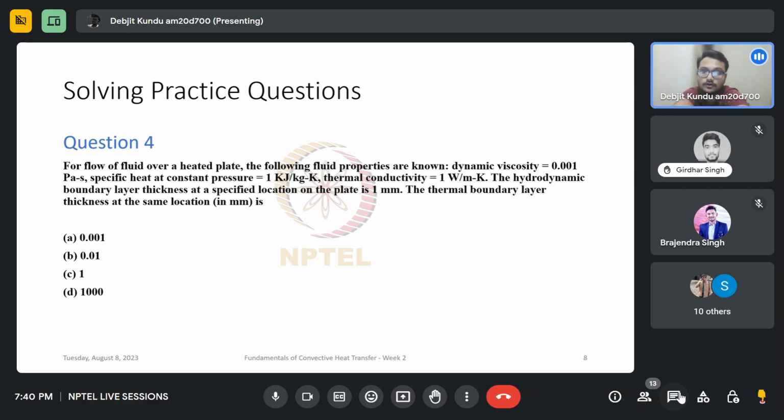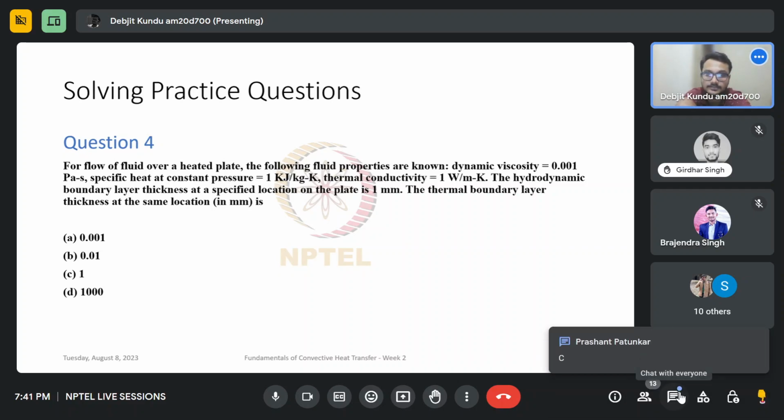So for flow of fluid over a heated plate, the following fluid properties are known. Dynamic viscosity is equal to 0.001 Pascal second. Specific heat at constant pressure is 1 kilojoule per kg Kelvin. The thermal conductivity is 1 watt per meter Kelvin. The hydrodynamic boundary layer thickness at a specified location on the plate is 1 millimeter. At that same location, what would be the thermal boundary layer thickness?